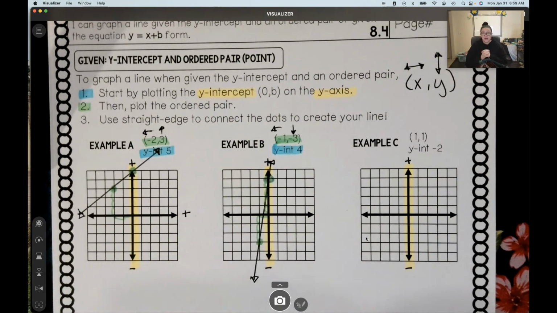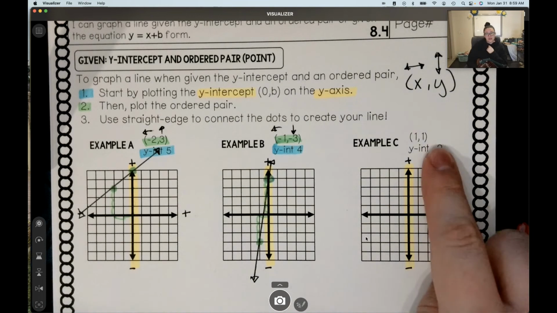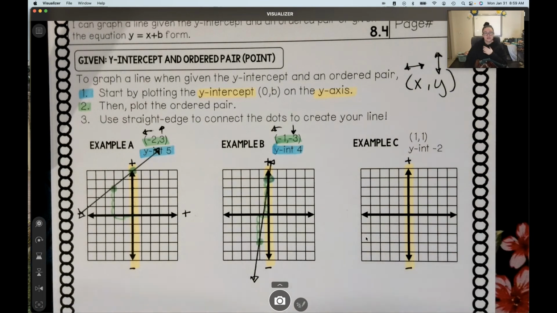All right, pause the video. Try example C on your own. Do the y-intercept, then the points, and then connect your dots.